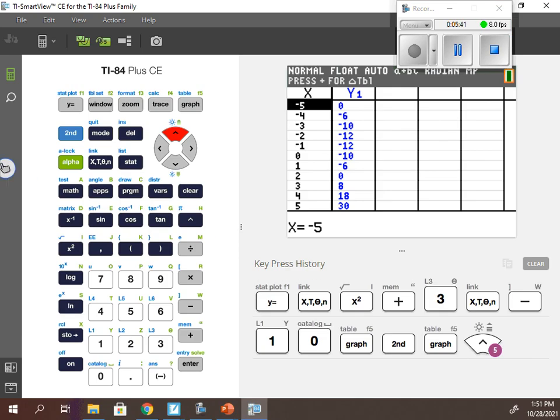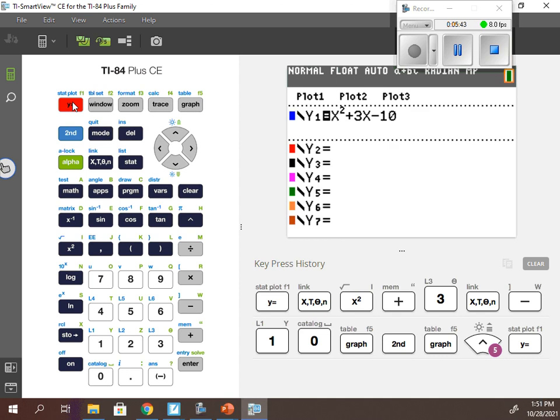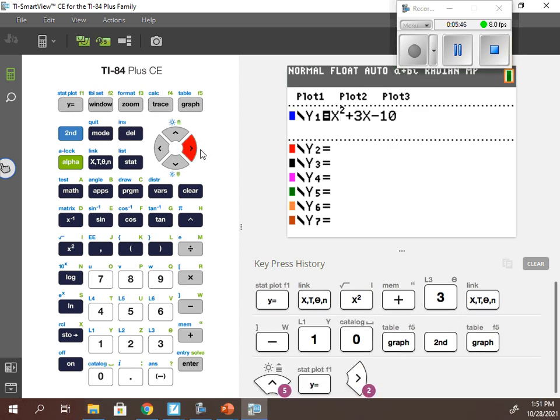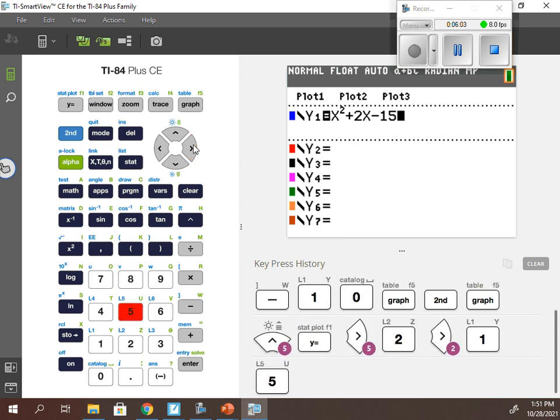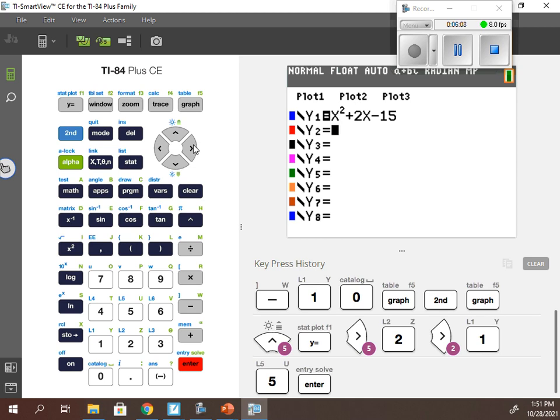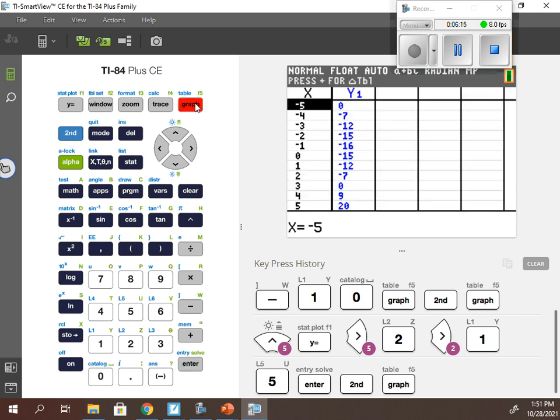Why not just graph it? Because we can come over here, x squared plus 2x minus 15. Now we can go graph or second graph and look at the table.